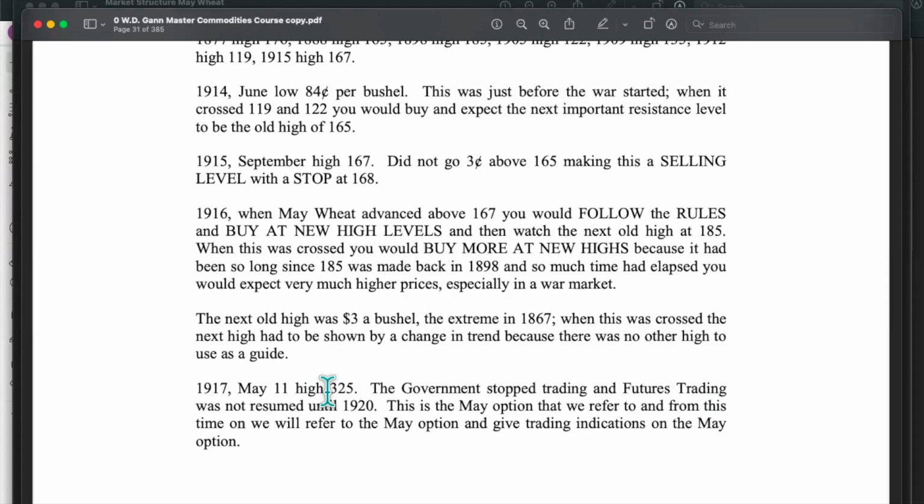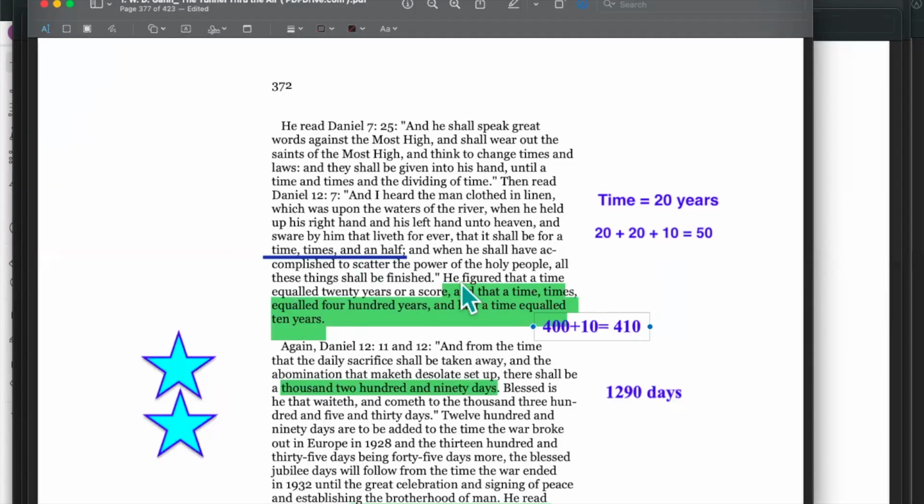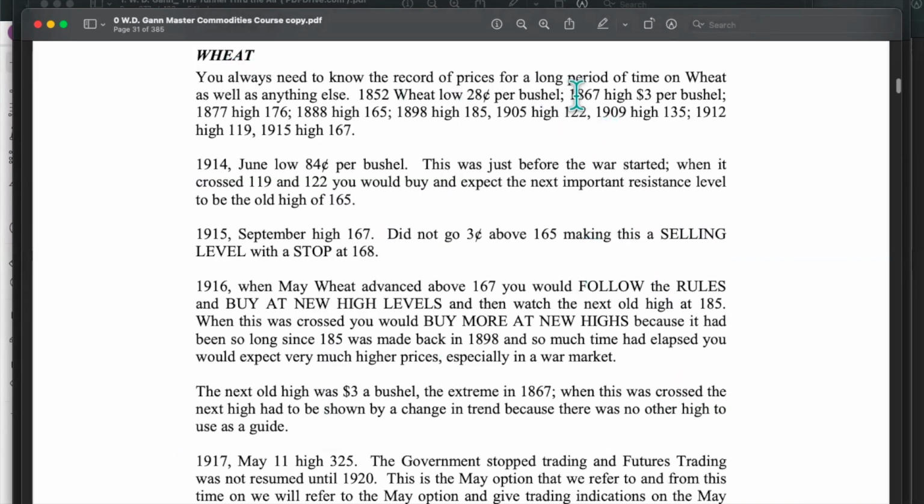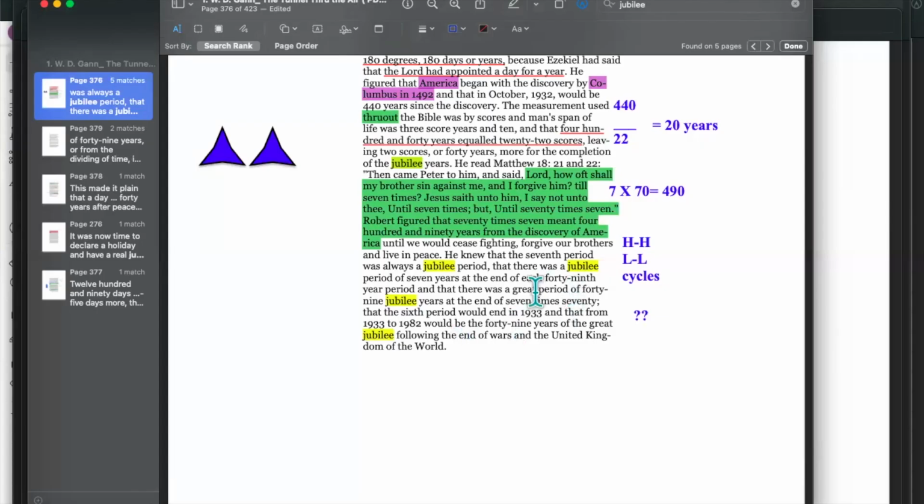Now, all these things come in a very interesting way. And from Tunnel Through the Air, if we look on page number 372, we have time, times and a half. And he figured that a time equals 20 years, or a score. So if we have 20, 20, and half of that, that is 10, we have 20 plus 20 is 40, 40 plus 10 is equal to 50. And over here in wheat, from 1867 up to 1917, we had a 50-year cycle. And we know about a great period of 49 Jubilee years, which is again mentioned in Tunnel Through the Air.